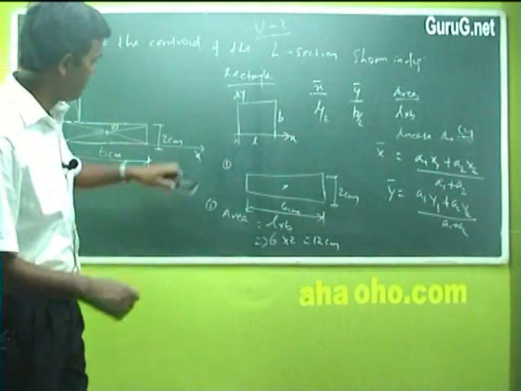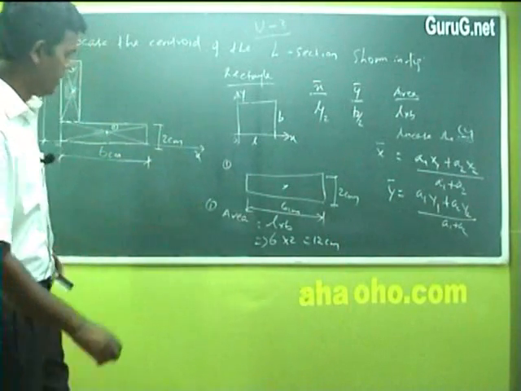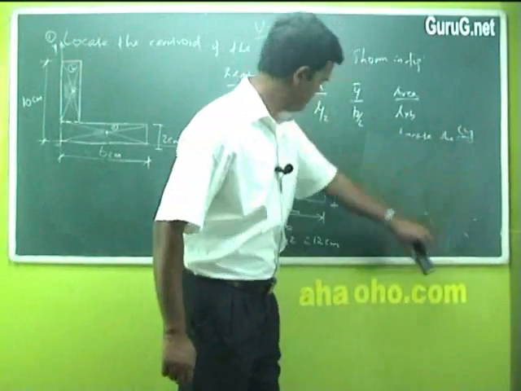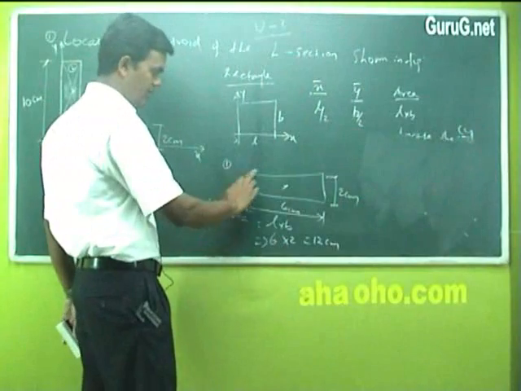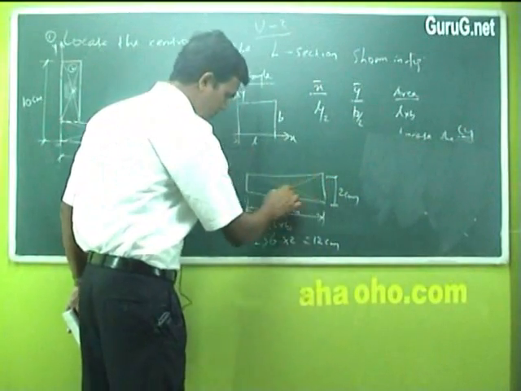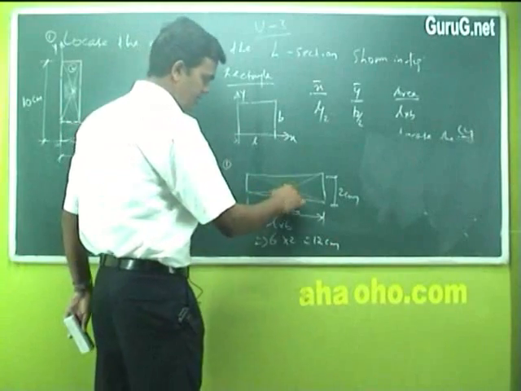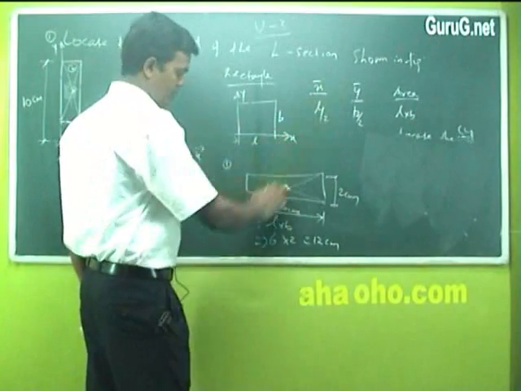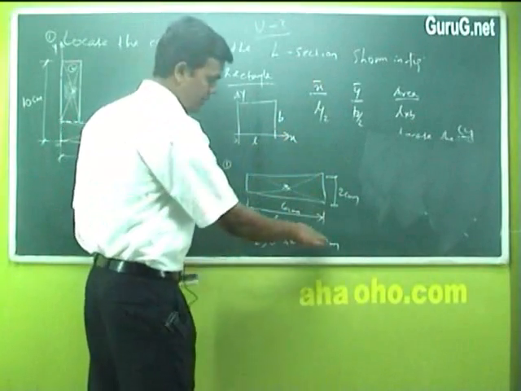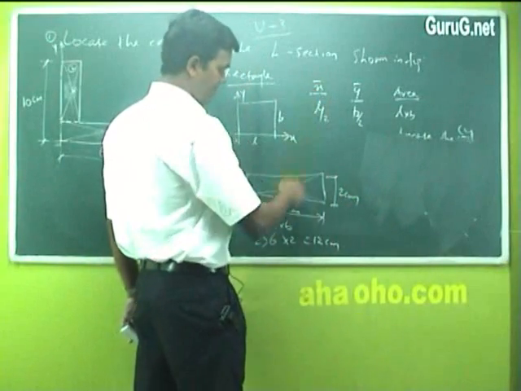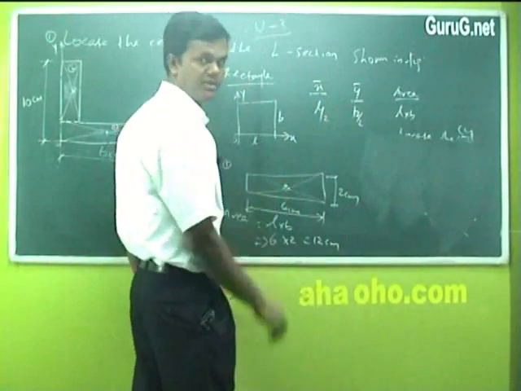What I mean to say, for sketch number 1, I'll just write it here. The first step is to draw a separate sketch of sketch number 1. Mark a center point and then write the area. This is L into B, as per the formula for the rectangle. I am writing it here. Now I will go for locating the X bar value and Y bar value for this one.